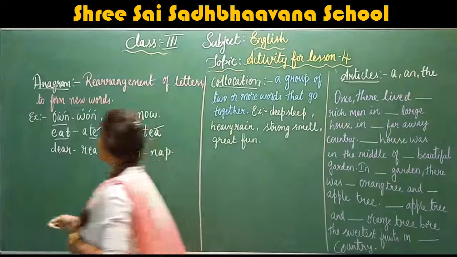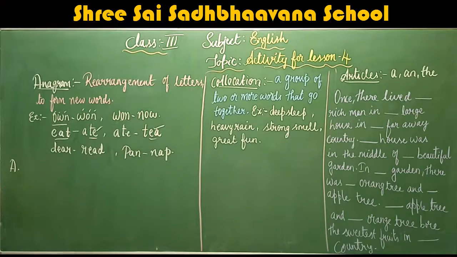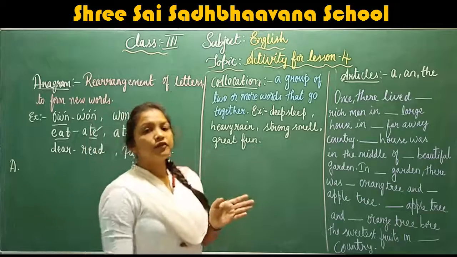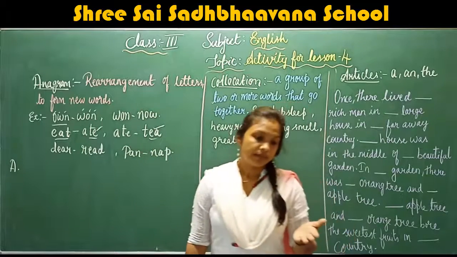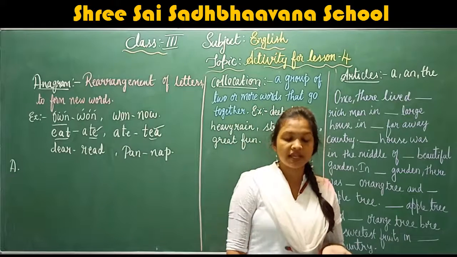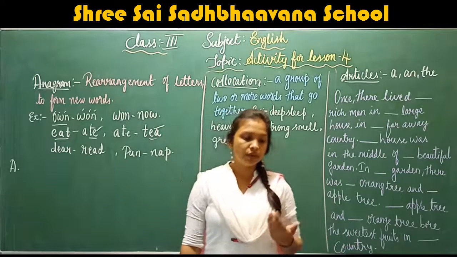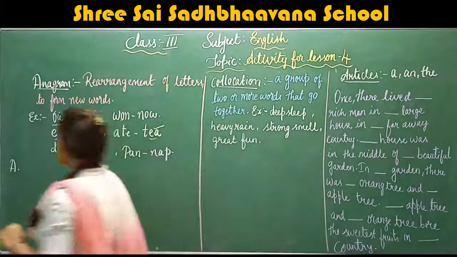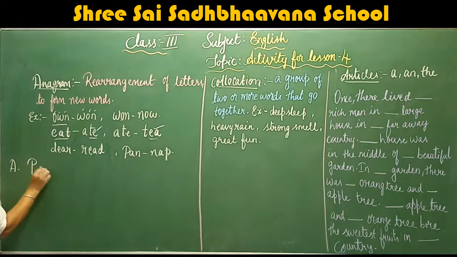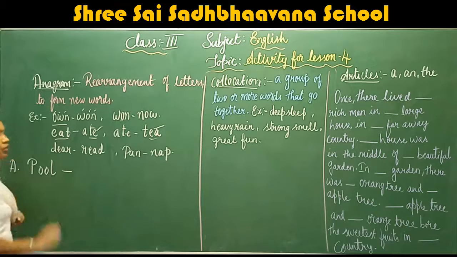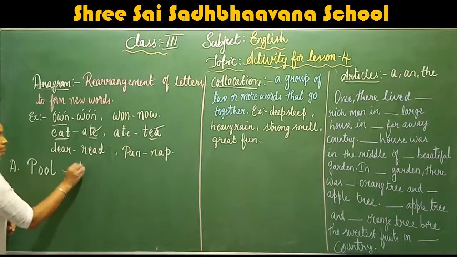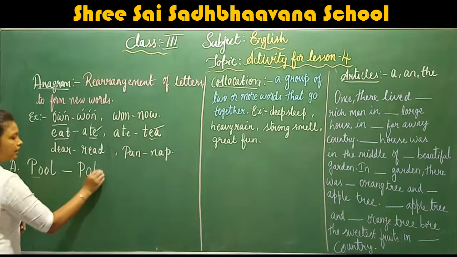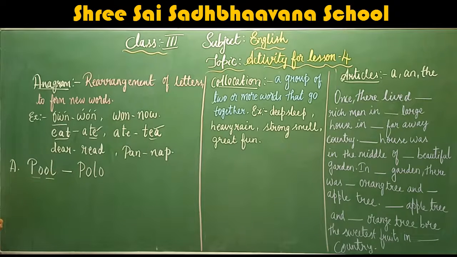So in the exercise A, what have they given? They have given one word and also a few options. Here, P-O-O-L, pool. And what are the options they gave? P-O-L-O, polo, L-O-O-K, look, L-O-O-M, loom, and S-O-L-O, solo. By rearranging the letters of pool, we have to make a new word. Which is the new word? P-O-L-O, polo. Understood?